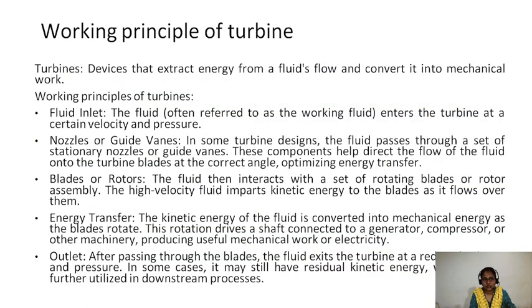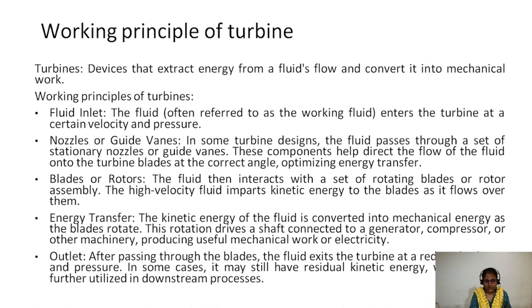Now we will discuss the working principle of a turbine in brief. As we know, turbines are devices that extract energy from a fluid's flow and convert it into mechanical work or mechanical energy. In the working principle of a turbine, there are various parts used. There will be a fluid inlet, some nozzles or guide vanes, and blades or rotors, and among these parts the energy transfer will occur. So we will discuss all these parts a little briefly in this slide.